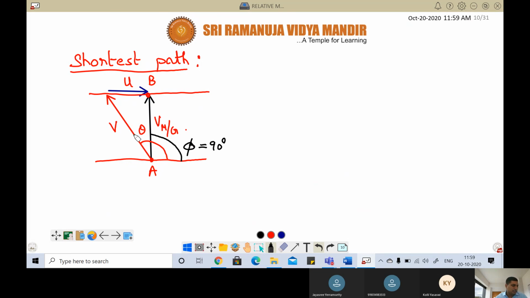Anyway, now here we have to find out the shortest path. Shortest path means this one, that means you will go straight. Now in this case, please remember, first we will calculate the time. So how to calculate time here?